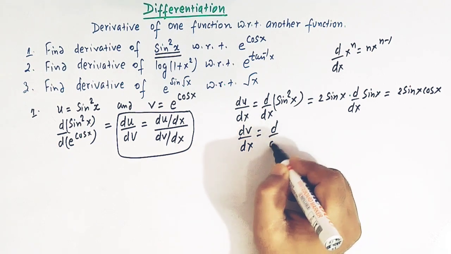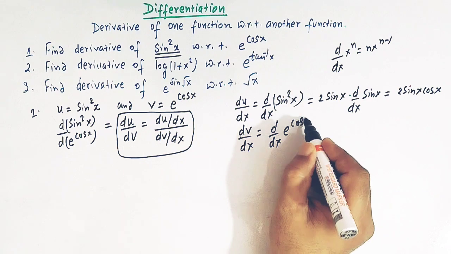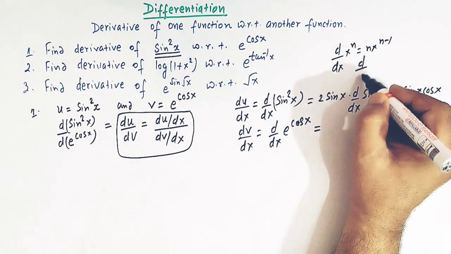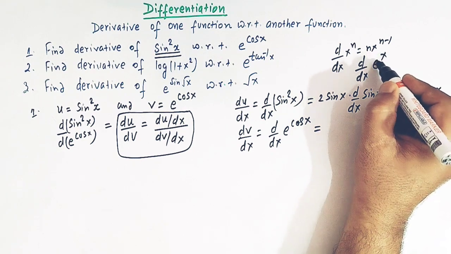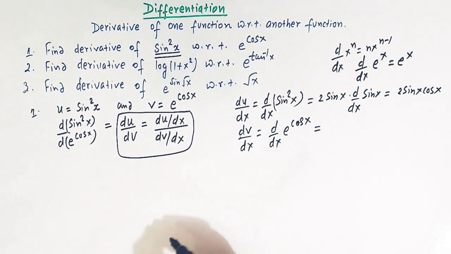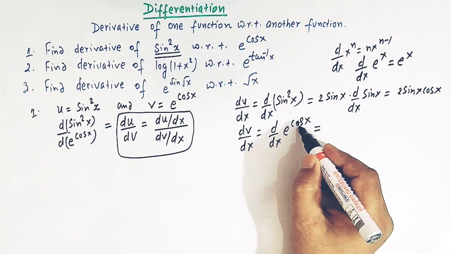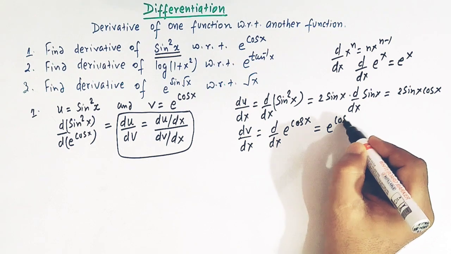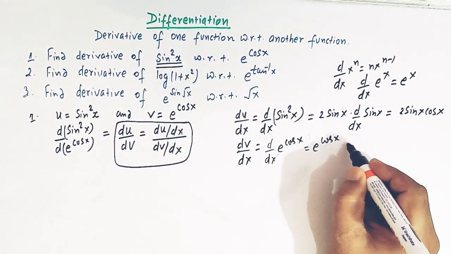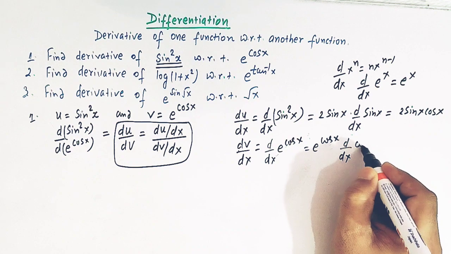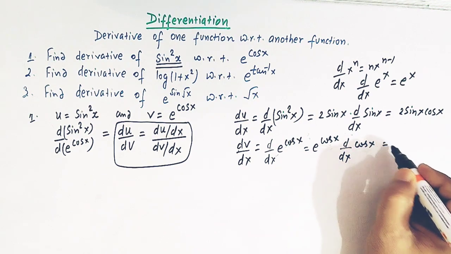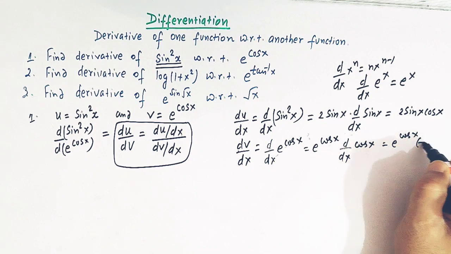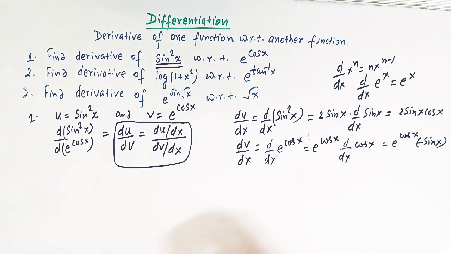We can now write d by dx of e raised to cosine x, and we know that the derivative of e raised to x is e raised to x. So the derivative of e raised to cosine x with respect to cosine x is e raised to cosine x, and the derivative of cosine x with respect to x is minus sine x. So we can write e raised to cos x, and here we have minus sine x.